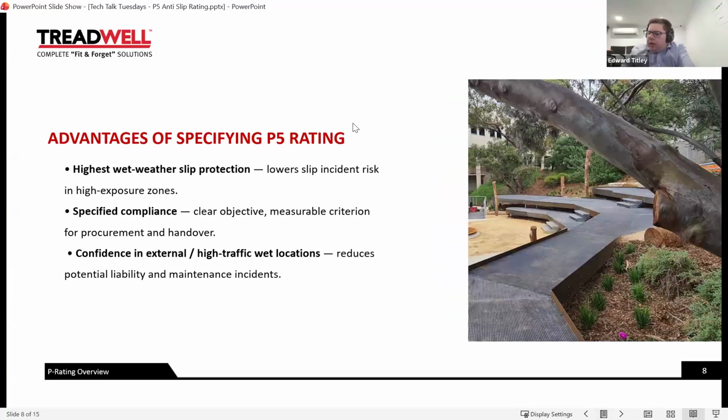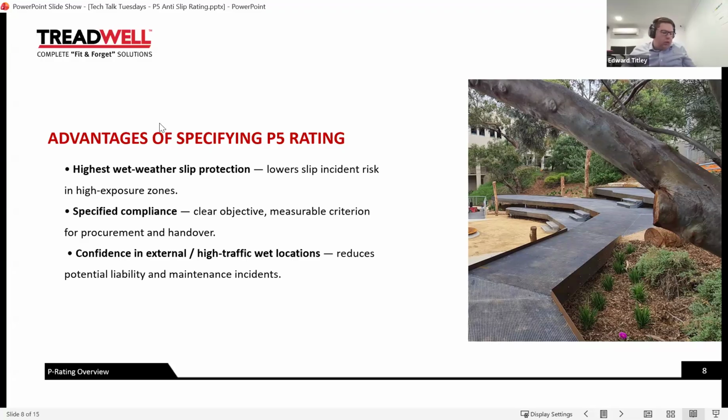Why would we specify that? It's the highest classification you can have. So our suggestion is you'd specify P5 rating for boardwalks, jetties, external walkways, those sort of things, so that you can have confidence that the product is as least slippery, if that's a proper word. The anti-slip properties of the product used are as high as possible. Reduce liability, increase safety, ensuring that the chance of someone injuring themselves is as low as possible from a slip and fall perspective.